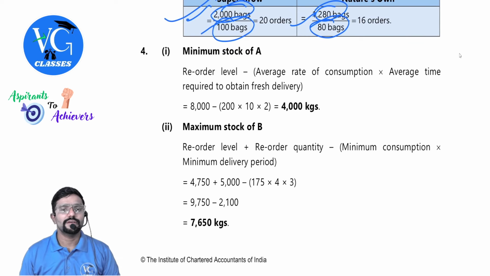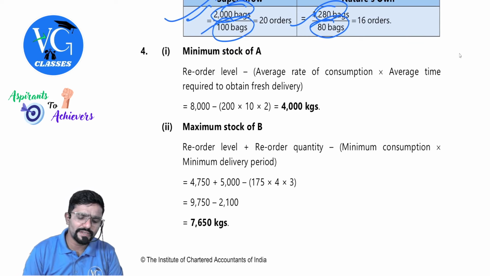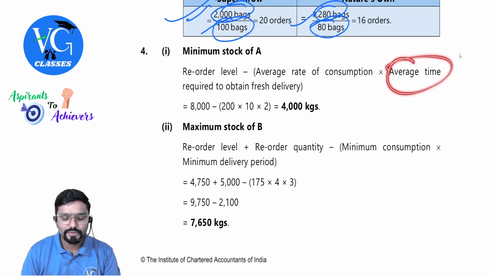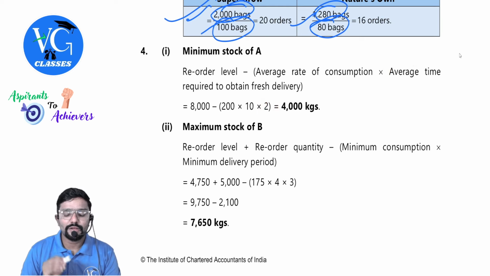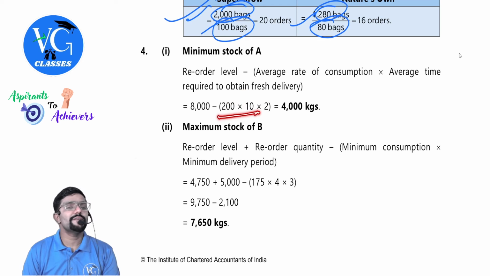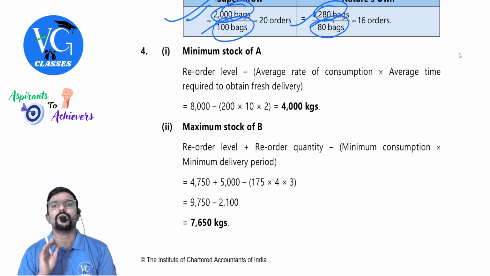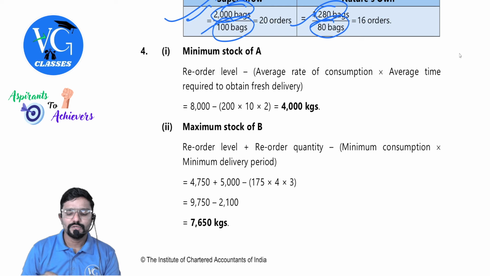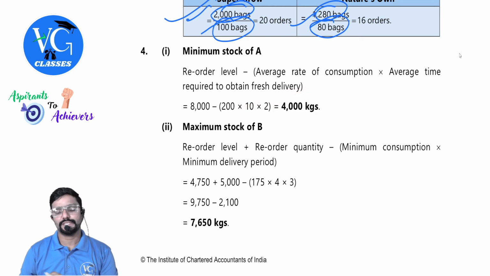Minimum stock of A. Reorder level have they given, sir? Yes, they have given 8,000. Next, average rate of consumption is how much, guys? Average lead time is 2. Correct? And raw material for each unit of output A is required how much? 10. What is the average production in a week? 200. So what would be the A requirement in a week? 200 into 10 on an average, into average lead time. Hope you understood. So it is 4,000 kgs.